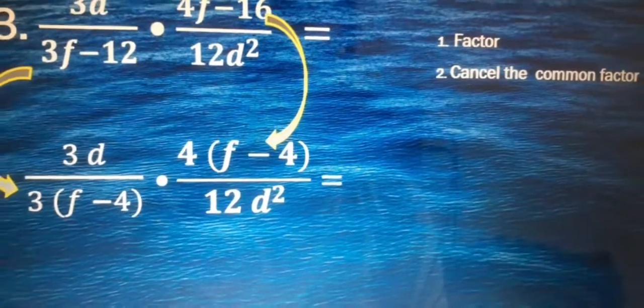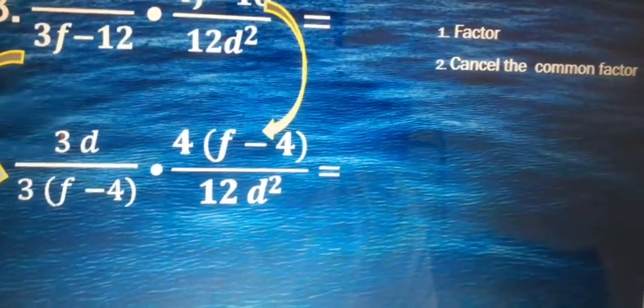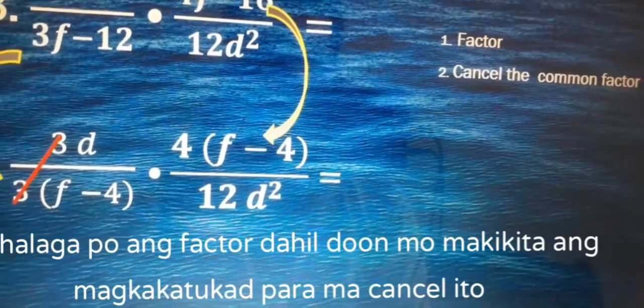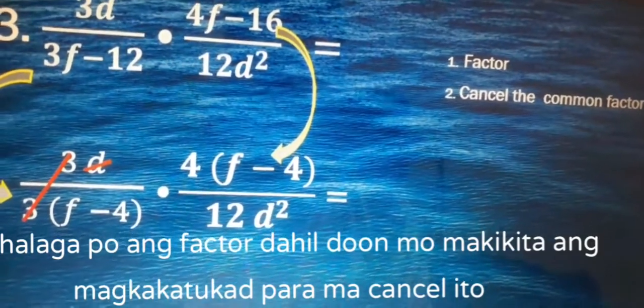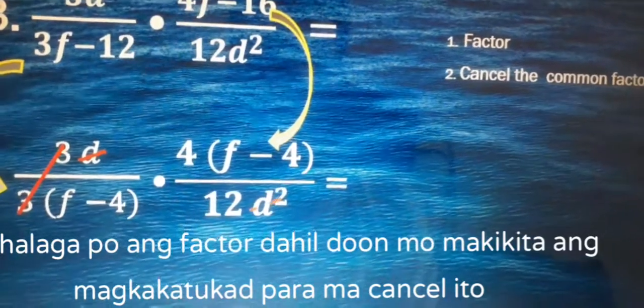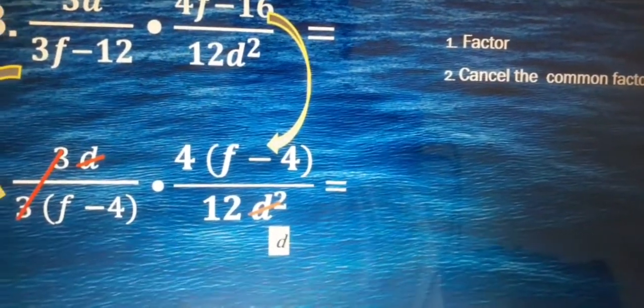Pag sinabi natin common factor, titingnan natin kung meron sa kanila magkakatulad. In this case, we have 3 at saka 3 dito sa left side. Then, we have D. Meron tayong dalawang D sa baba. Therefore, mababawasan po yun, magiging D na lamang po yun. So, may maiwan tayong isang D.